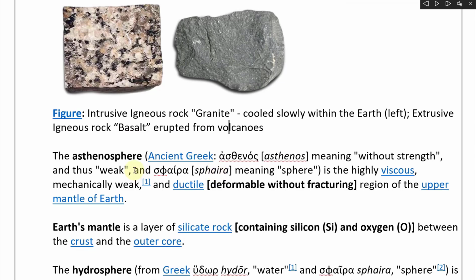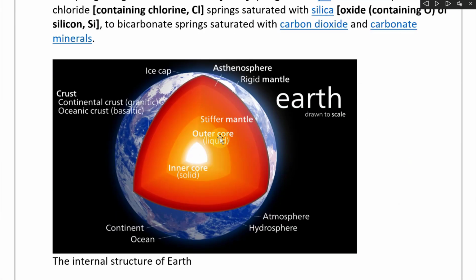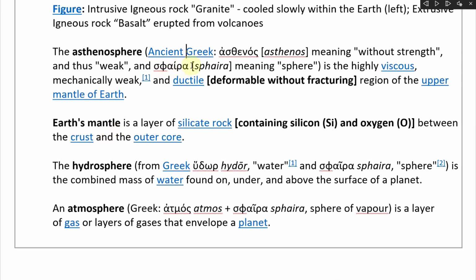Alright, so continuing further. The asthenosphere, let's see how this is pronounced. Asthenosphere. Ancient Greek. This one is over here, pointing over here just below the rigid mantle. So the asthenosphere, ancient Greek, asthenos meaning without strength and thus, quote, weak.